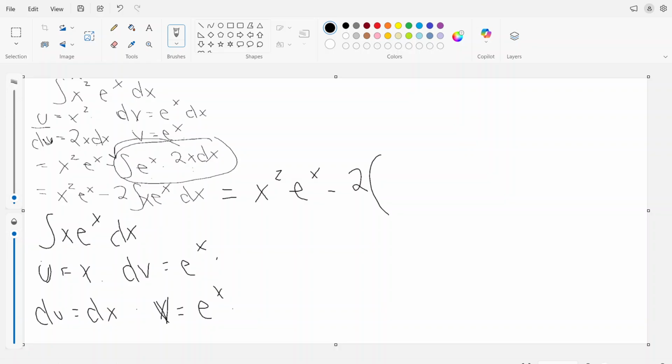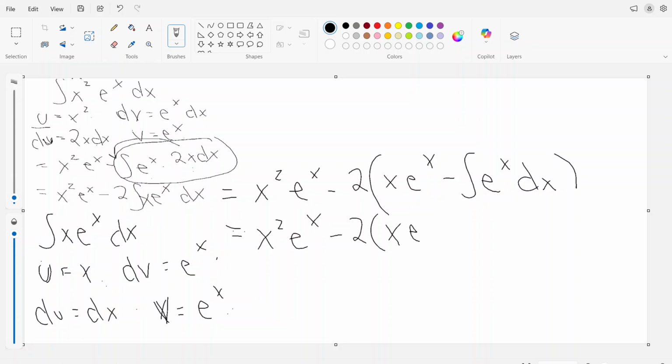So then it becomes u times v is x e to the x minus the integral of e to the x dx. Now we have it a lot simpler. Now we can simplify, so this becomes x squared e to the x minus 2 times x e to the x minus, and the integral of e to the x is just e to the x, plus c. Right, because always write a plus c for integrals.